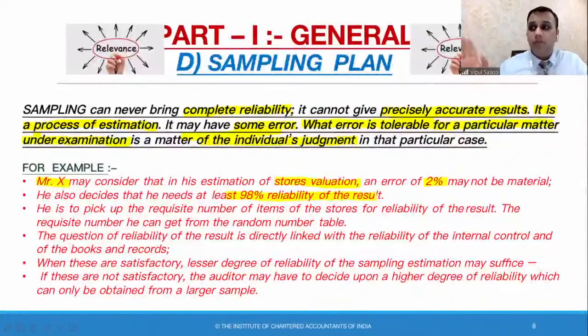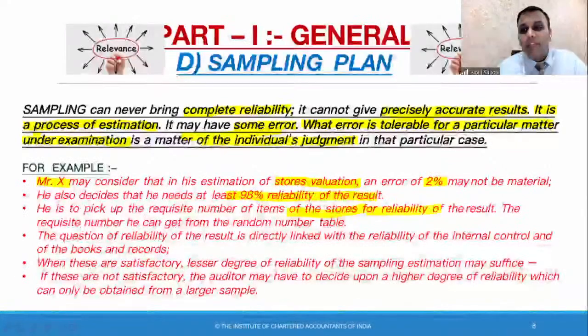If they have valued the stock at rupees 100 per item, and as per my valuation it comes around 98, 99, it is completely fine. But below that, I won't tolerate the error in valuation. 98% reliability I'm getting, it is fine. I have no troubles with that. So the auditor, Mr. X, has defined his tolerable level. He is to pick up the requisite number of items of the stores for reliability of the result.